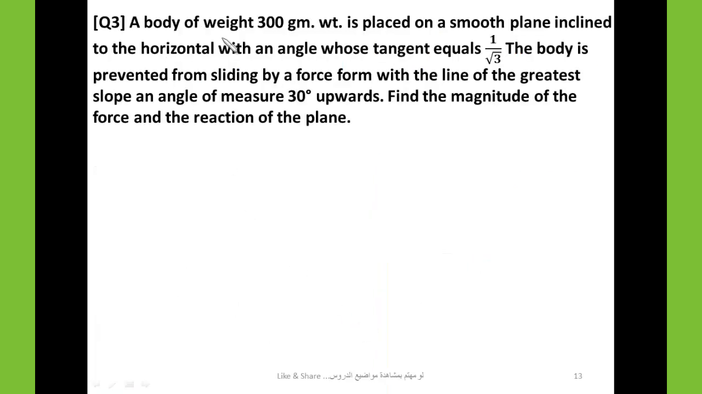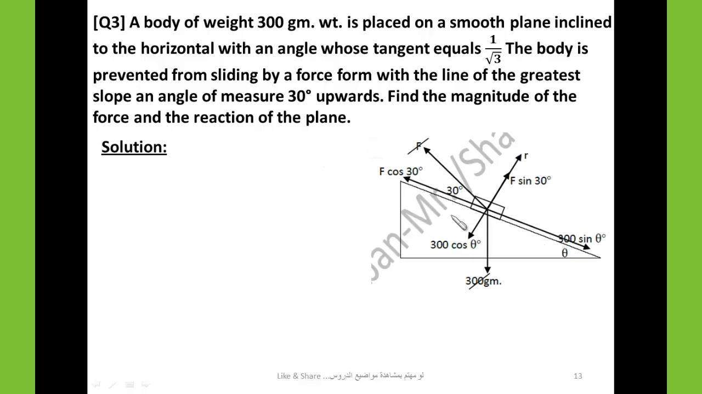Question 3. A body of weight 300 gram weight is placed on a smooth plane inclined to the horizontal with an angle whose tangent equals 1 over root 3. Here we have this plane, and the body is inclined to the horizontal by an angle of measure theta, where tan theta equals 1 over root 3.